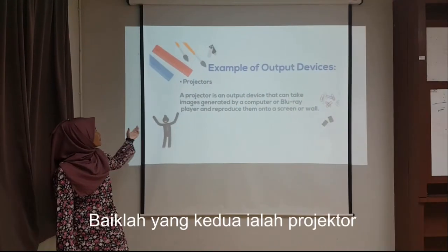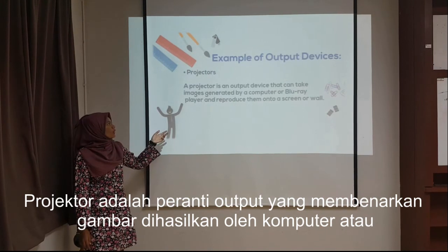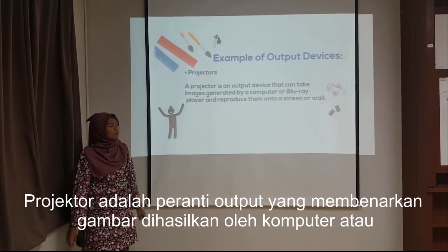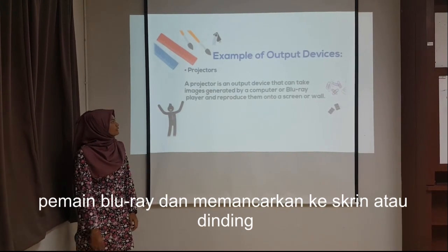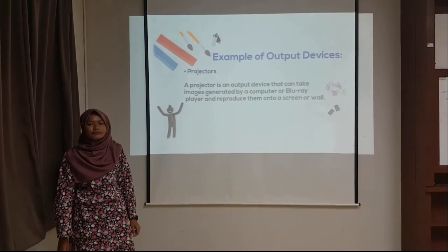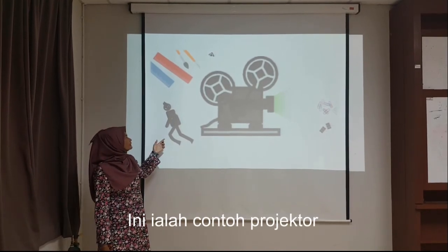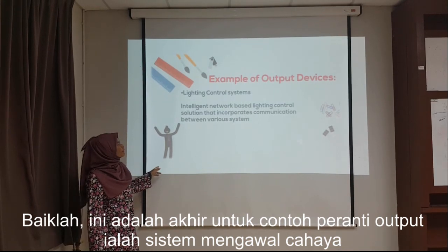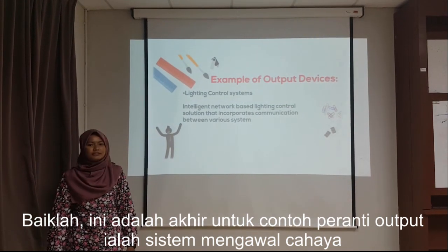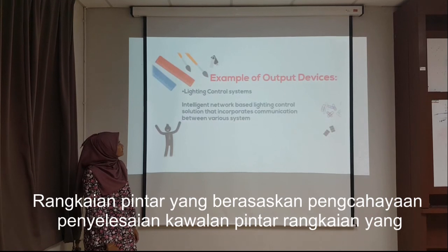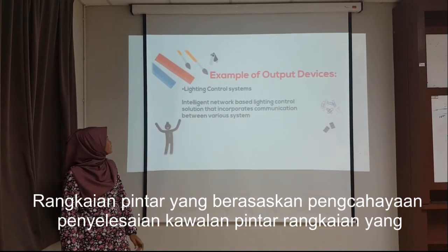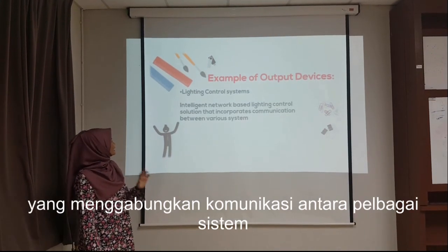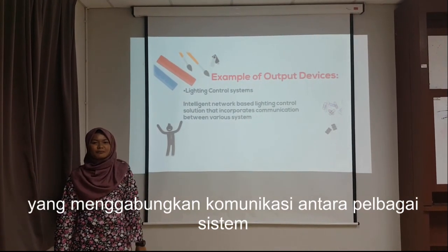The second one is the projector. A projector is an output device that can take images generated by a computer or Blu-ray player and reproduce them onto a screen or wall. These are examples of projectors. The last example of an output device is the lighting control system, an intelligent network-based lighting control solution that incorporates communication between various systems.